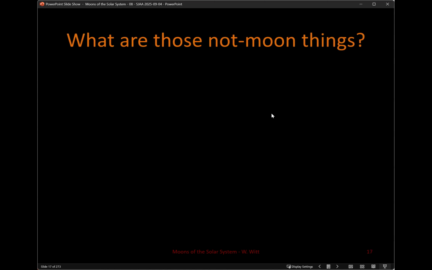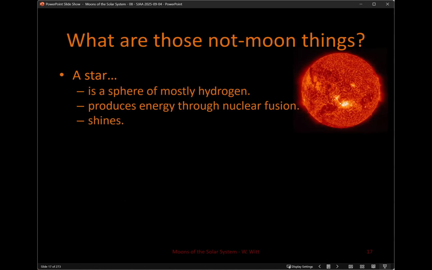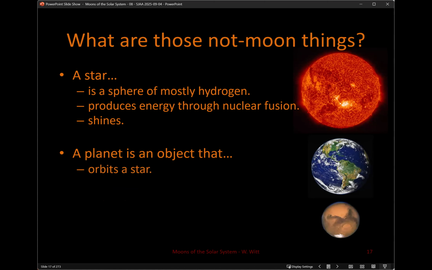And so, what are those not-moon things? Let's be clear about that. A star is a sphere of mostly hydrogen that produces energy through nuclear fusion, and thereby it shines, just like our sun did today and will do tomorrow. And then planets are objects that orbit stars. So our Earth is a planet, Mars is a planet, and these things orbit stars, and they are not stars themselves. That classifies them as planets.